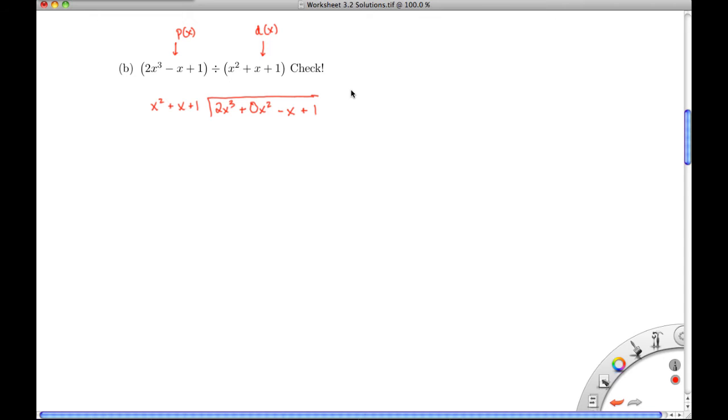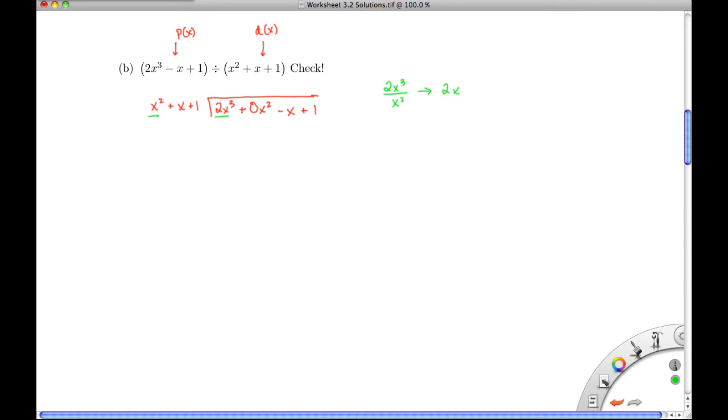And now we just go through and do our division steps. I'm going to take the first term of our divisor and divide it into the first term of our polynomial p of x. So that's going to be 2x cubed divided by x squared. This is going to simplify down to just 2 times x.